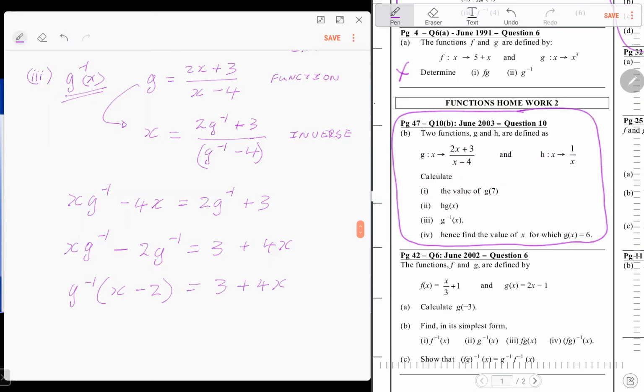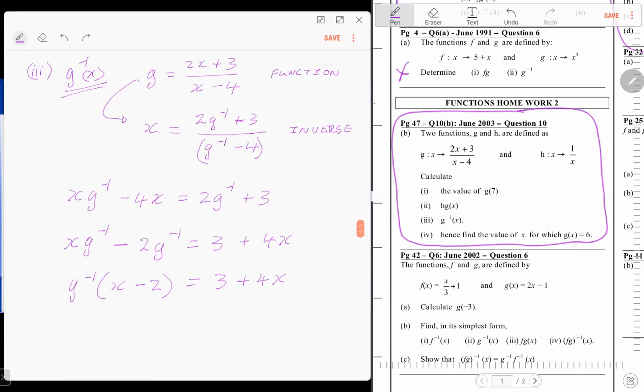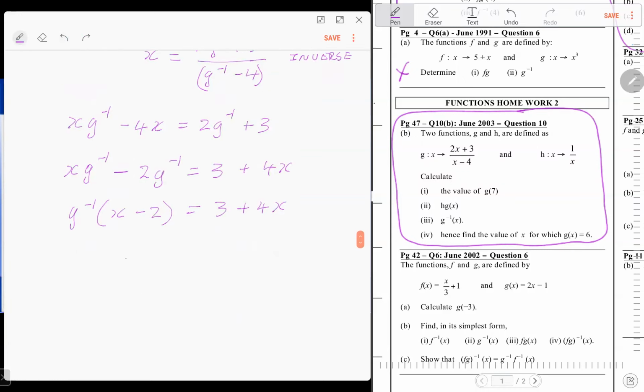And then all we need to do now is divide on both sides by that expression, as one term. When you do that, you're left with g to the minus 1 equals (3 plus 4x) divided by (x minus 2). And now that we're finished, we can put back the x. We know that we're finding a function of x. So that is g to the minus 1 of x, which is what they wanted.